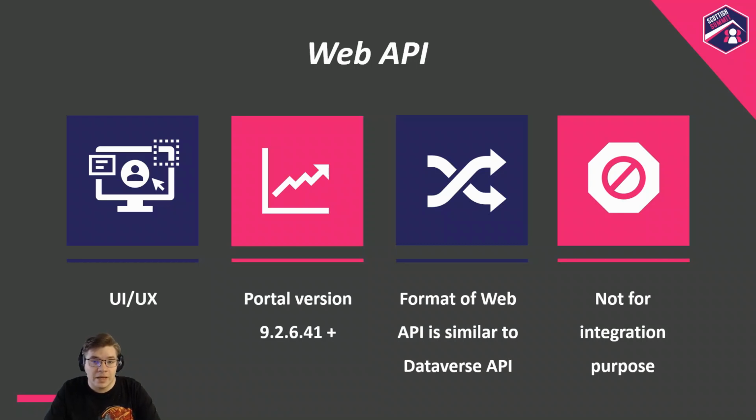Now, when will you have a Web API? Well, your portal version should be higher than 9.2.6.41, which most portals are already higher than. But still, if your portal is not on that version, to use Web API, you would need to update.